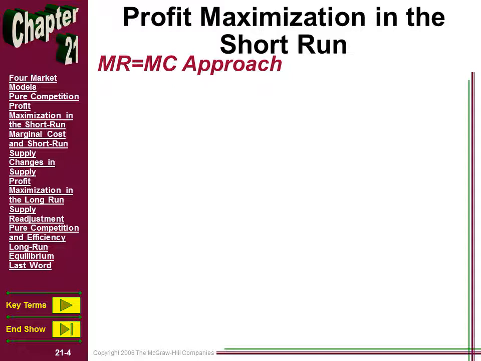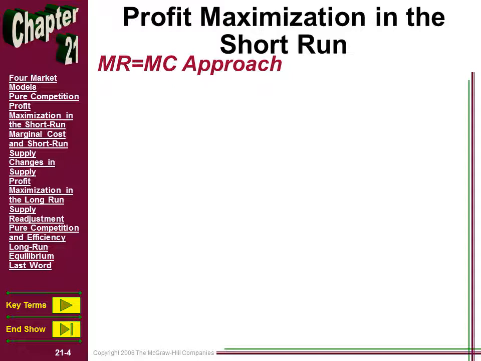And marginal cost, we covered the idea of cost in a previous chapter. Marginal cost is the change in cost associated with producing the next unit of output. So the firm is going to equate the marginal revenue, the additional revenue they receive from selling one more unit of output, to the marginal cost of producing that next unit of output in order to maximize profit or minimize loss in the short run.